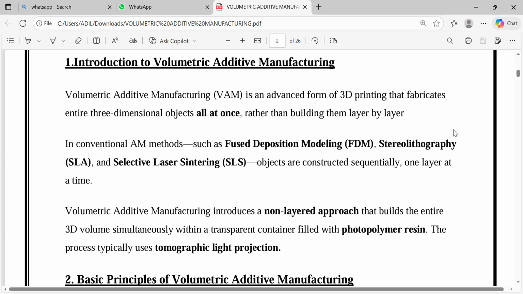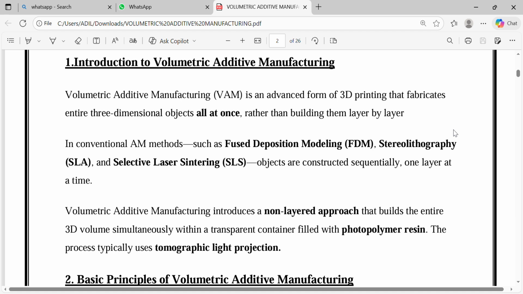Volumetric additive manufacturing introduces a non-layered approach that builds the entire 3D volume simultaneously within a transparent container filled with the photopolymer resin. The process typically uses tomographic light projections. Non-layered approach in 3D printing, like the layerless 3D printing shown in the volumetric additive manufacturing image, prints objects without traditional layer by layer buildup. It can improve the speed and surface finish. It enables complex geometries.